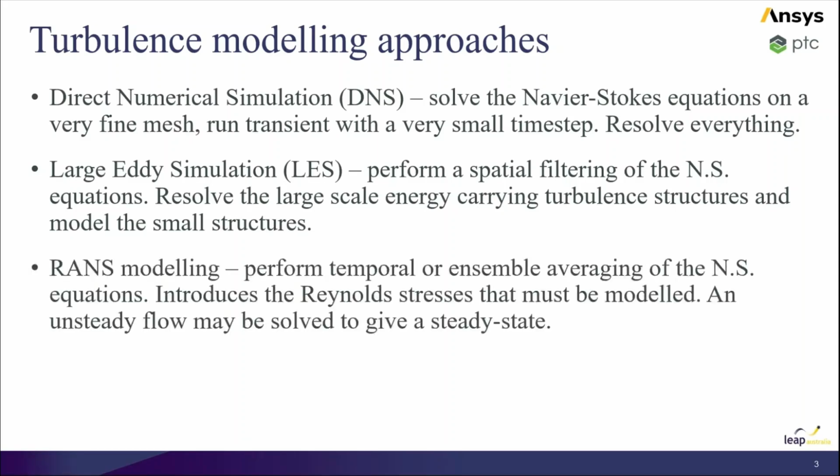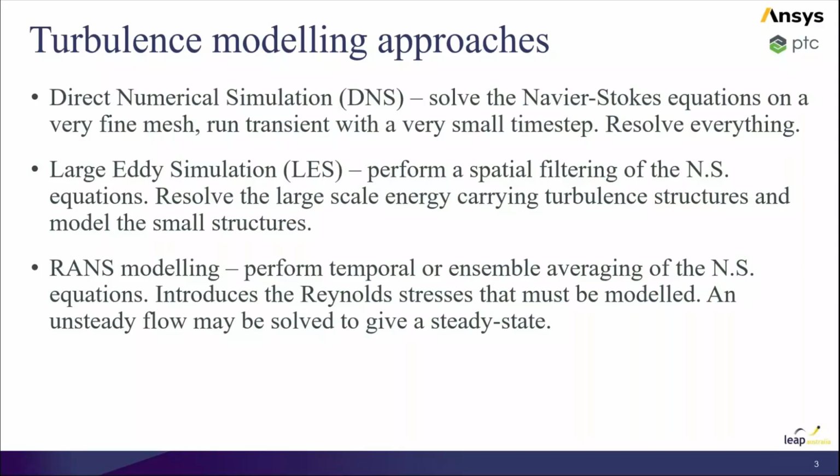RANS modeling is what 95% of people are still doing. And that's to take the Navier-Stokes equations, and we can average them in different ways. We can do a time average, or we can do an ensemble average. When we do that, we end up with some extra terms to be modeled in the equations called the Reynolds stresses. And most solutions that we get replace those Reynolds stresses with a couple of additional variables to close it, and typically K and epsilon or K and omega.